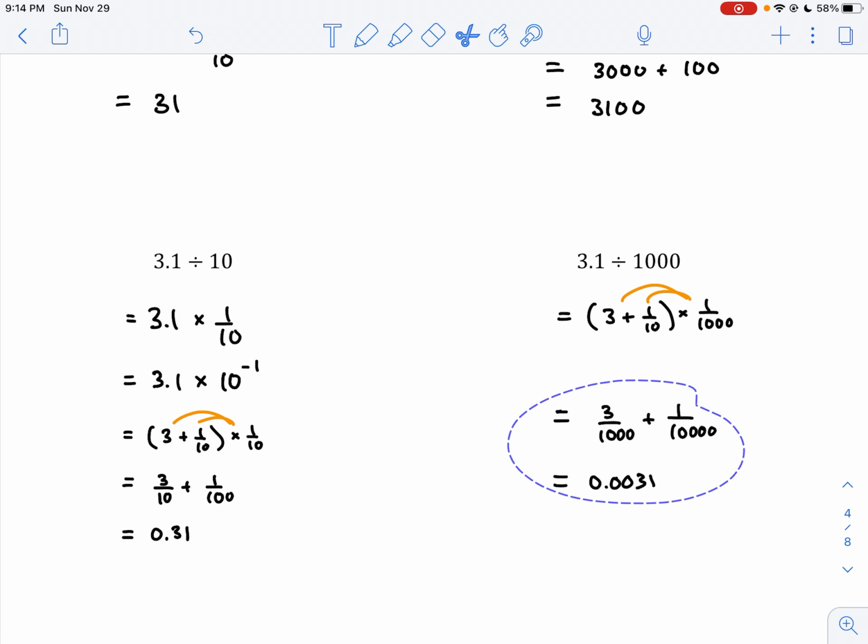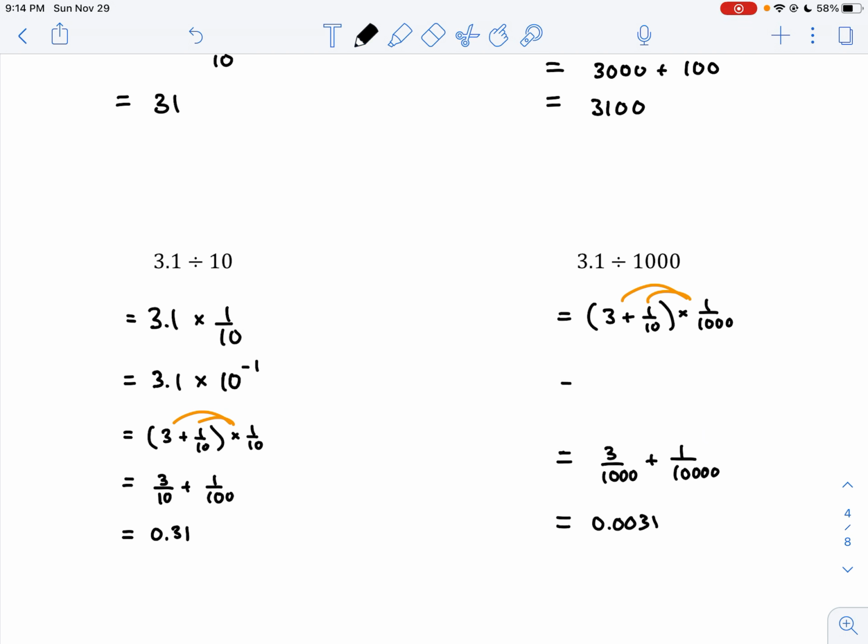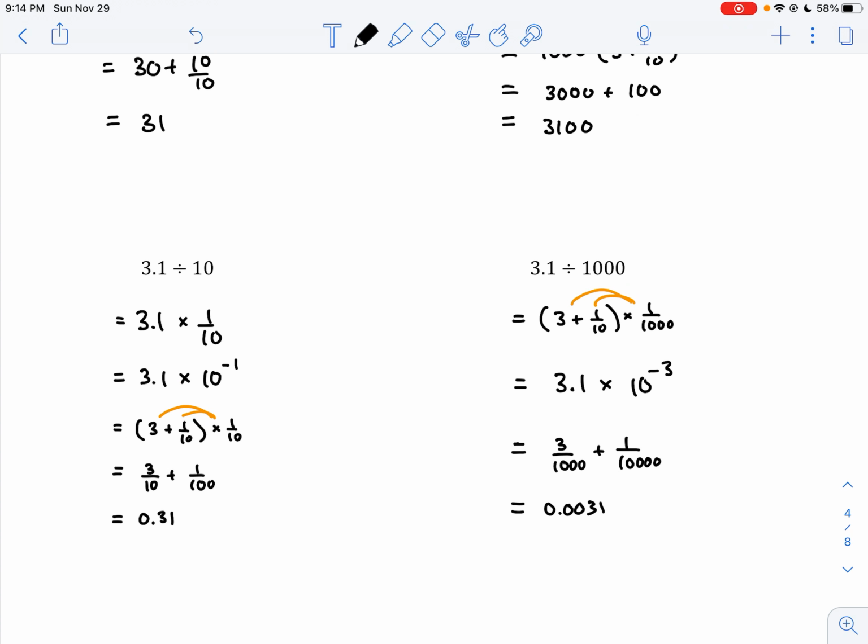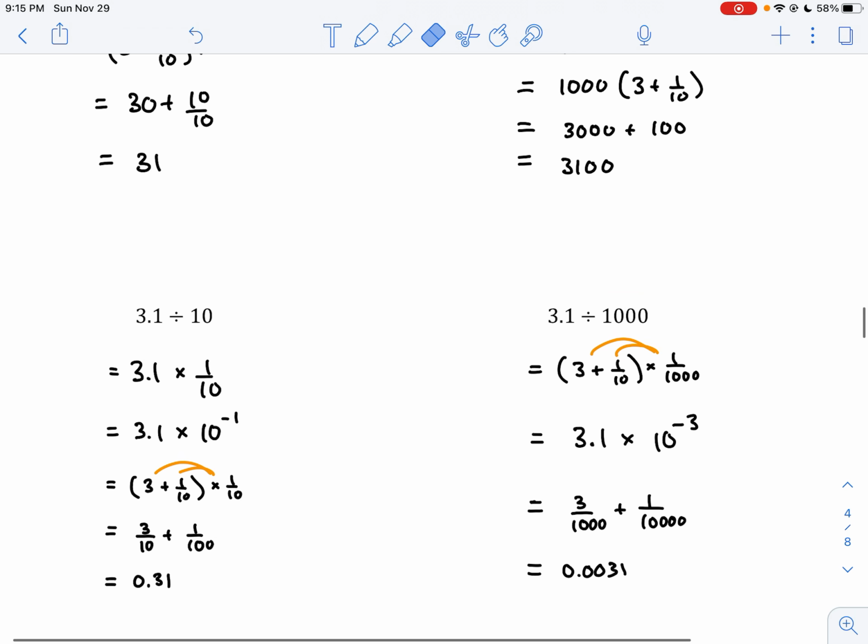Okay. Same thing can be said here. We had 3.1 essentially times 10 to the minus 3. So this says take 3.1 and move the decimal left 3 spots. And we get 0.0031. Only 2 zeros there, okay?